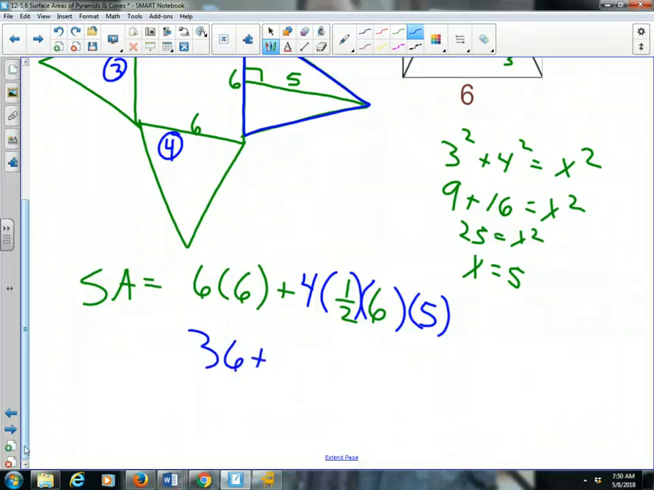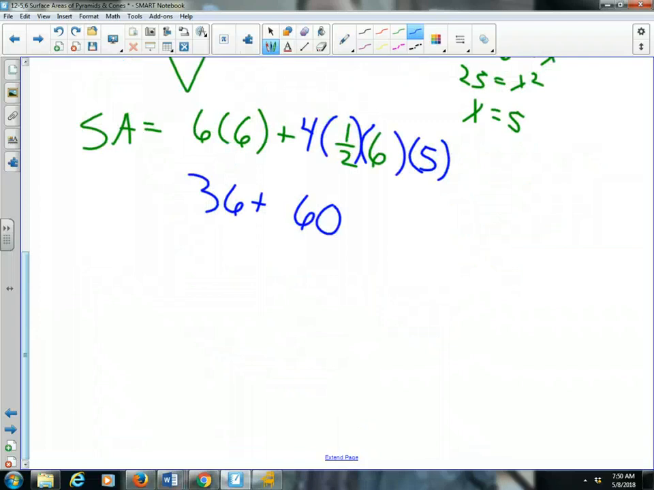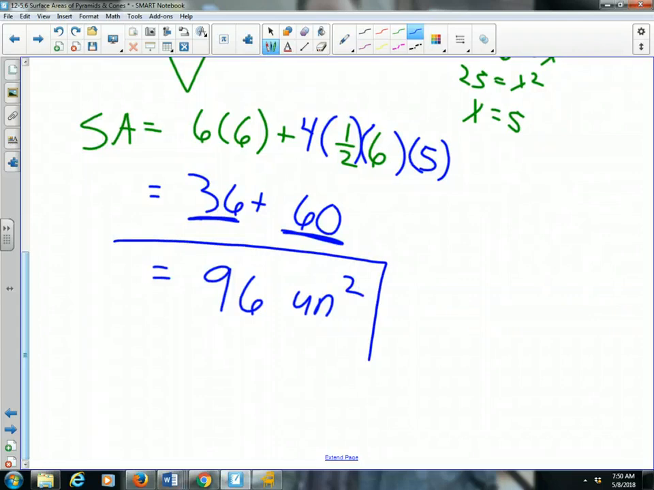36 plus 6 times 5 is 30. Half of 30 is 15. And 15 times 4 is 60. So our surface area, here is the area of the base, here's the lateral area of all the triangles. So we add that together to get 96 square units. And that is for our pyramid.